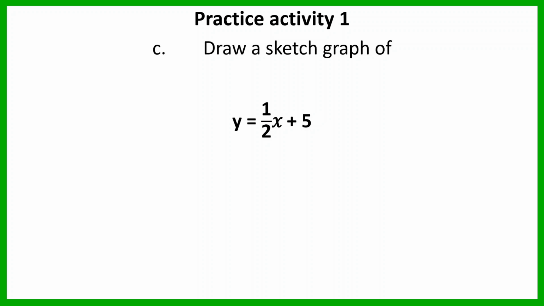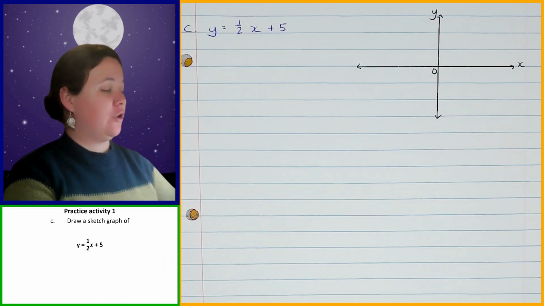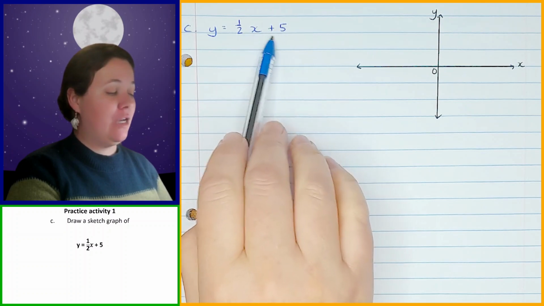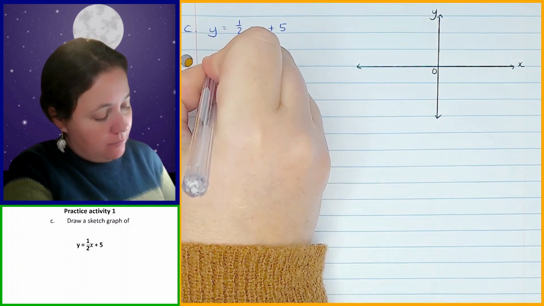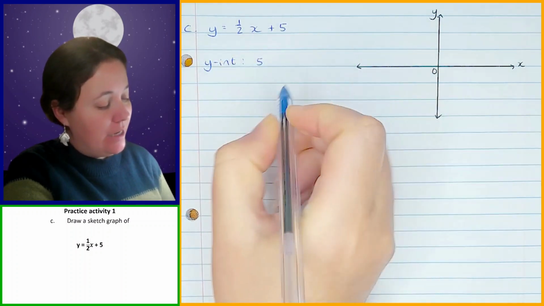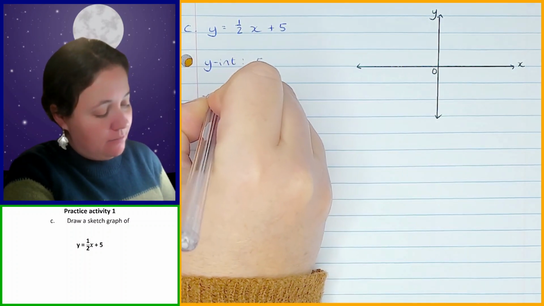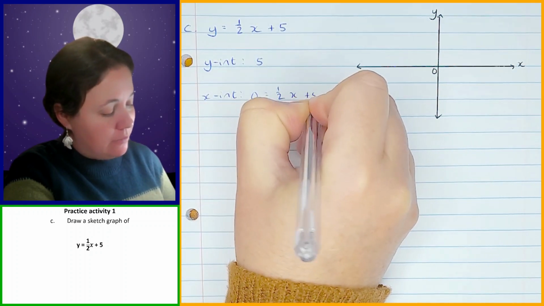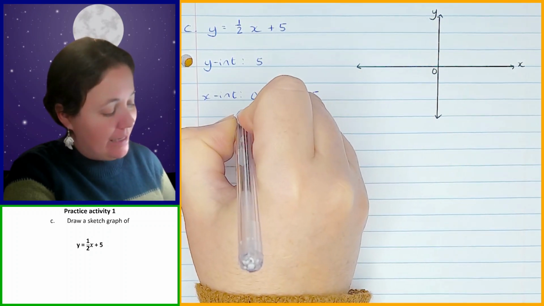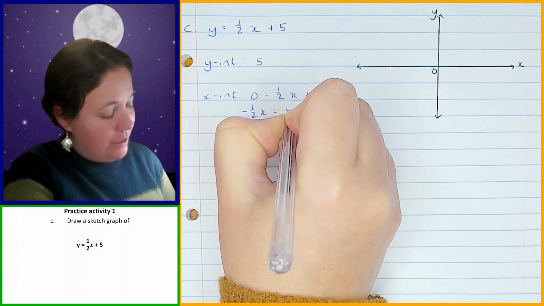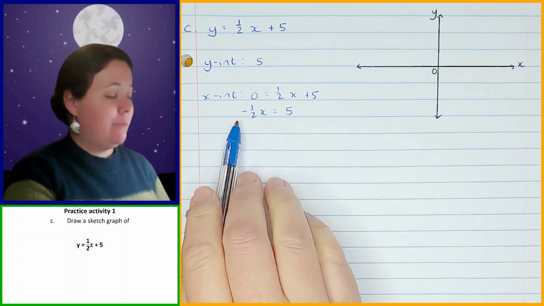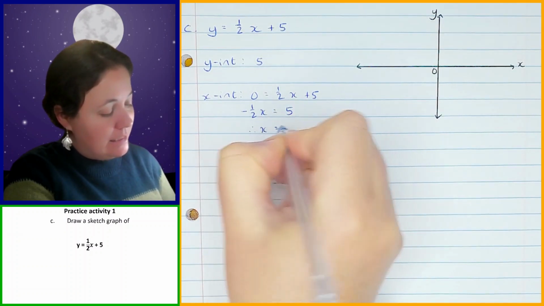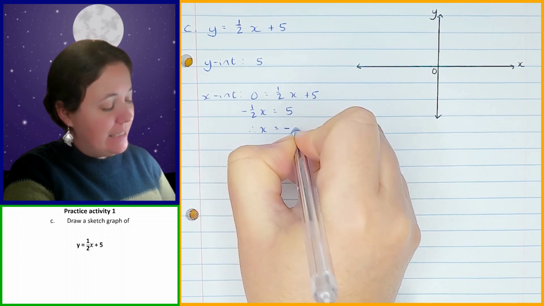Okay, so let's go through that question and see what you should have got. Right, so first of all, I'm going to take my C value, because this has been written in standard form. I can just take my C value, and that is my y-intercept. So my y-intercept is 5. Then, to find my x-intercept, I'm going to make y 0. So I have 0 equals half x plus 5. Then I'm going to take this over here. I've got negative half x equal to 5. Now, if I want to get x on its own, I'm going to divide by negative half, which is the same as multiplying by negative 2. So therefore, x is equal to 5 times negative 2 is negative 10.